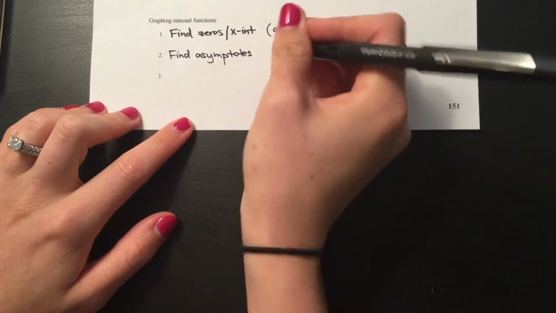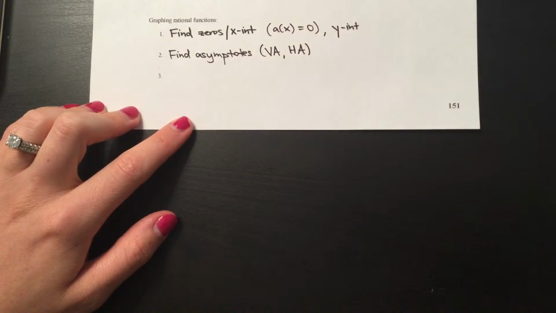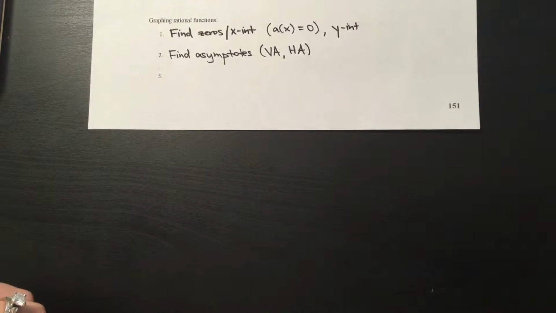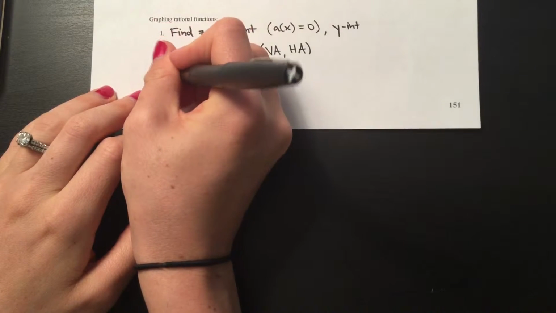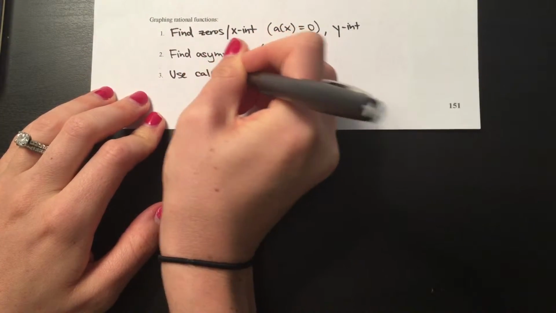So both vertical asymptotes and horizontal asymptotes, and you've got those rules right up above on how to find those. So vertical asymptotes and horizontal asymptotes. And then for step 3, you're just going to use your calculator to sketch out what the graph looks like. Okay, so use calculator to sketch the graph.